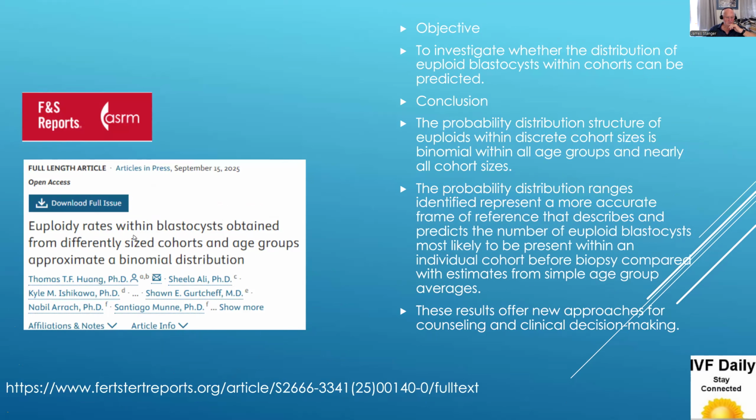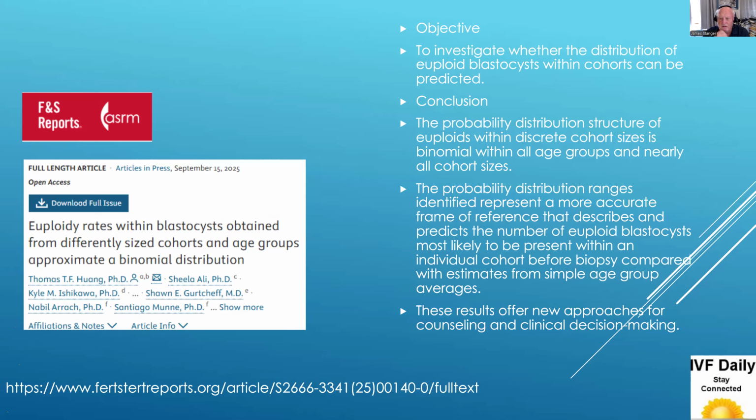Okay, I'd like to go into the second paper, which is published in Fertility and Sterility Reports, Open Access. And this also is a good paper. They're looking at euploidy rates within blastocysts obtained from different size cohorts and age groups approximating a binomial distribution. The objective of this paper was to investigate whether the distribution of euploid blastocysts in a cohort of embryos that can be biopsied can be predicted. And the conclusion was the probability of distribution structure of euploids within discrete age cohort sizes is binomial for all age groups and for nearly all cohort sizes.